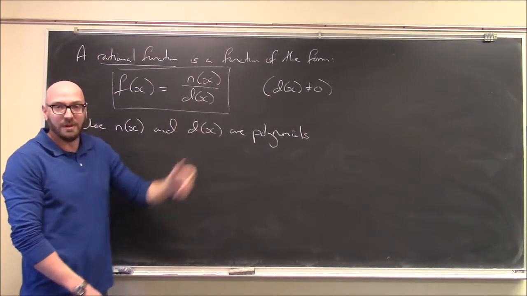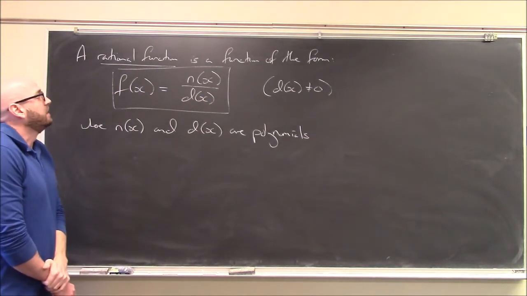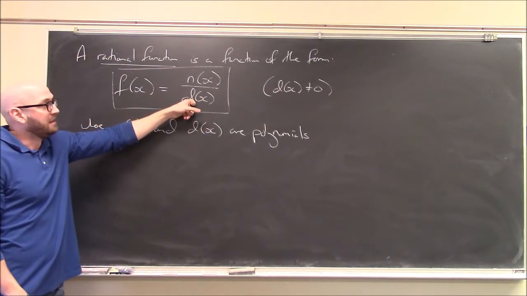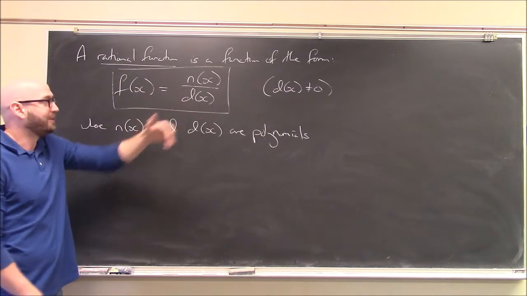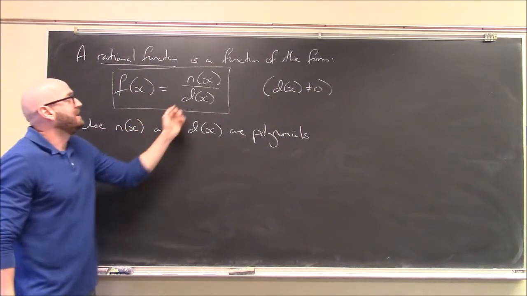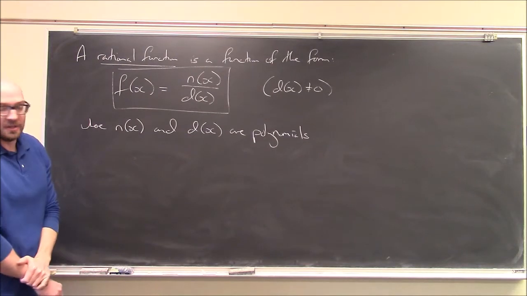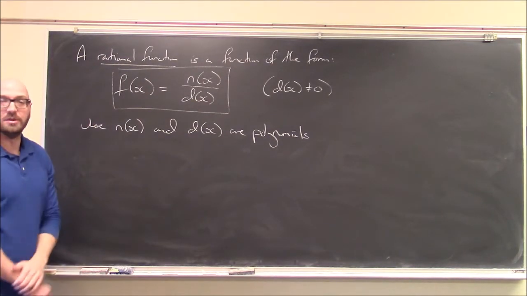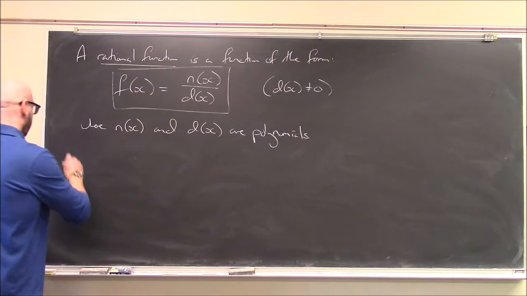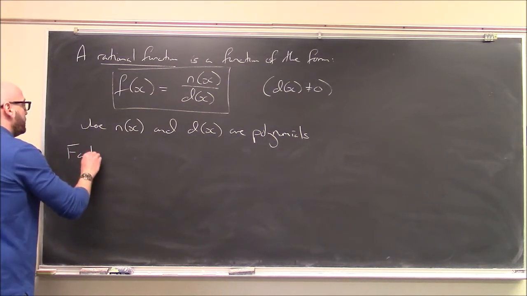Dividing by 0 wouldn't make any sense. I'm not saying the polynomial down here can't have zeros. They usually will, but it can't be a constant 0 function. So anyway, this is a rational function. A rational function is a ratio of polynomials, and that's really all there is to it. So a couple of important facts.